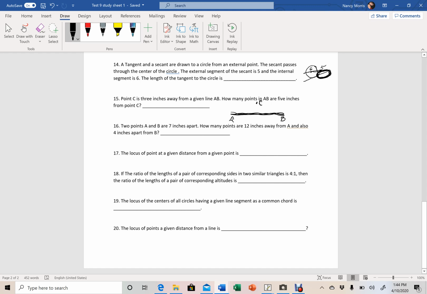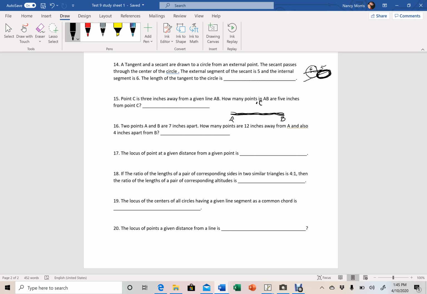Number 18. If the ratio of the lengths of a pair of corresponding sides in two similar triangles is 4 and 1, then the ratio of the lengths of a pair of corresponding altitudes is what? Okay, you'll have to go back into your book and find where we're talking about similar triangles having a pair of corresponding sides, and find out what the corresponding altitude would be.